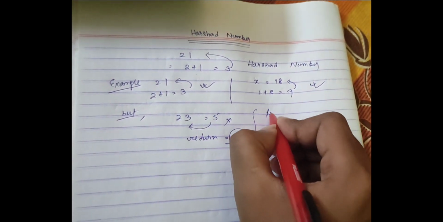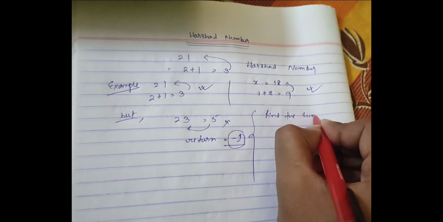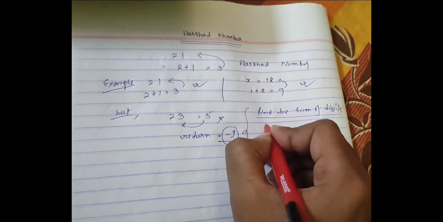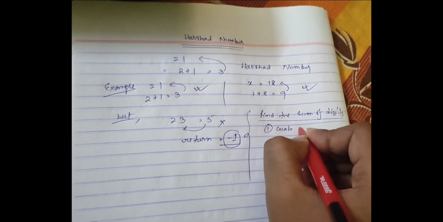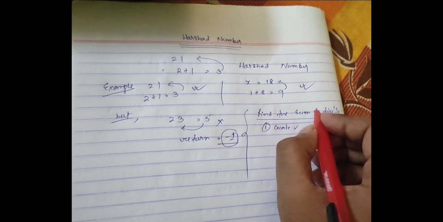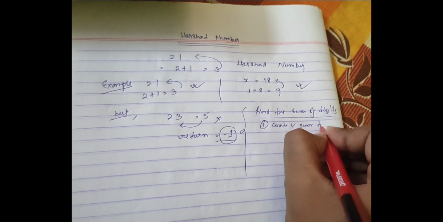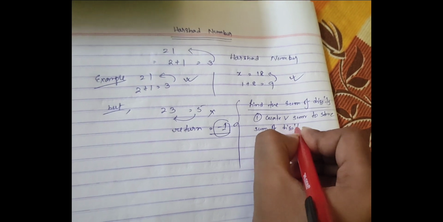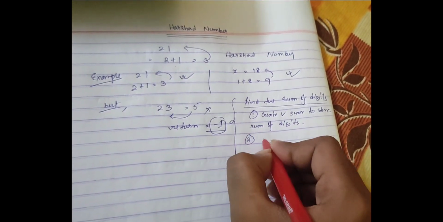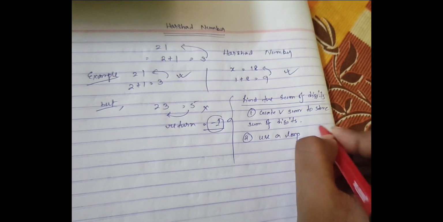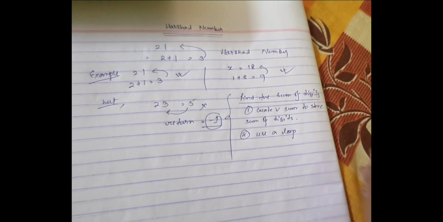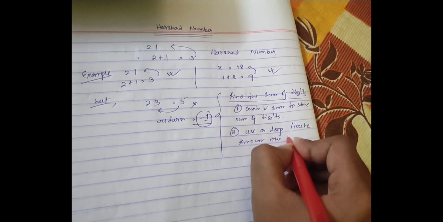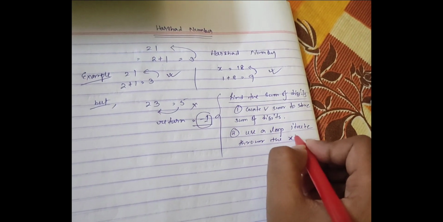First of all, find the sum of digits. How do we find it? First of all, create a variable sum to store the sum of digits. Then use a loop, like a while loop, to iterate through x, the number that they have given us.